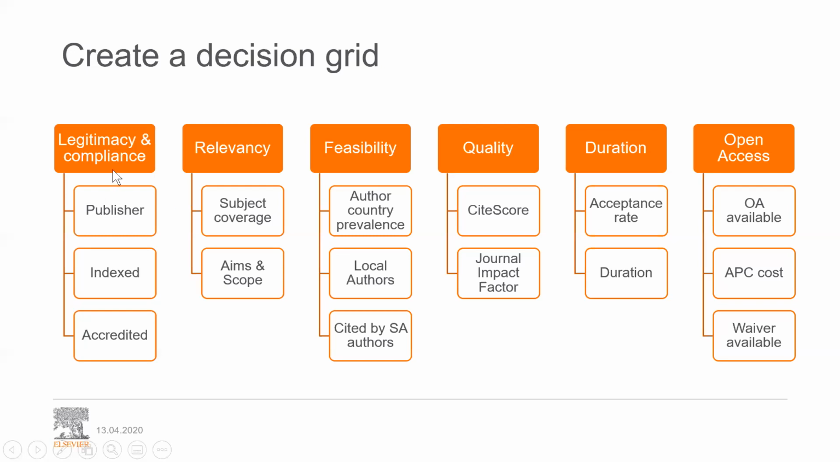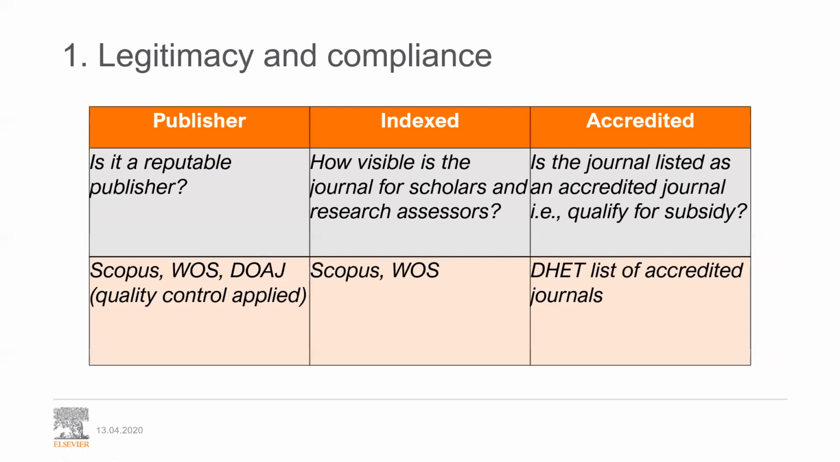So for each of the shortlisted journals, you will look at legitimacy and compliance, the relevancy, the feasibility, the quality, the duration, and the open access options, if that is relevant. So just to go a little bit deeper into each of these points, I will show you where you will find this information, right? So looking at legitimacy and compliance, you can go to Scopus, for example.